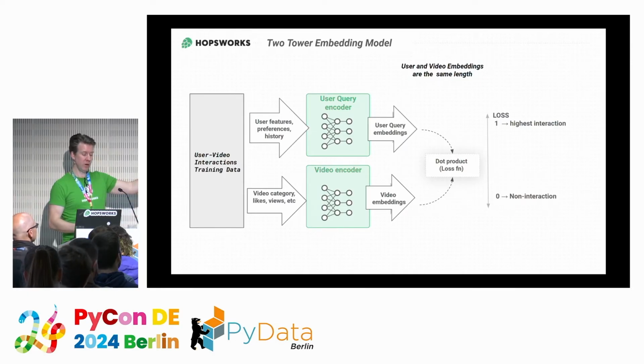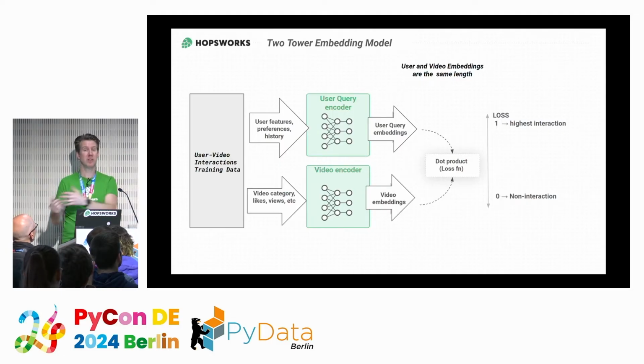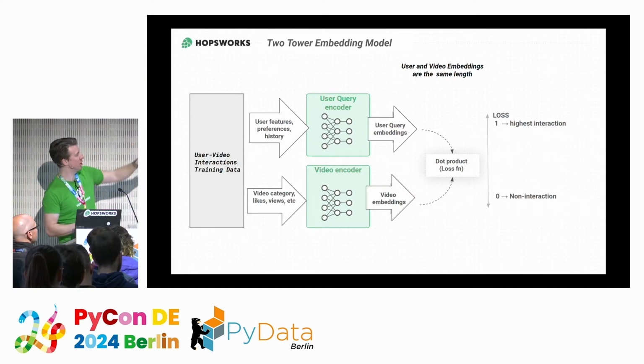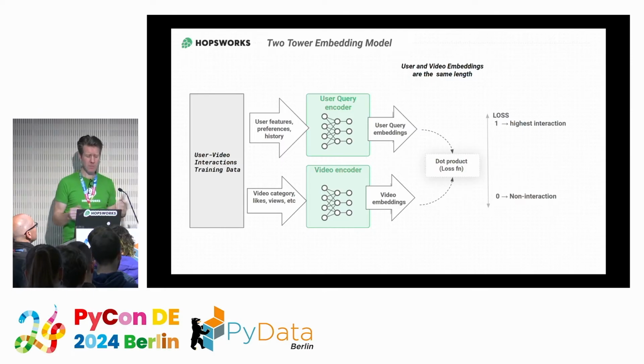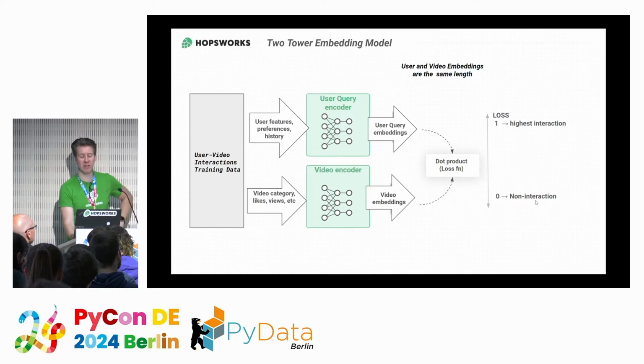But what we're going to do here is actually train our own encoder models. We're not going to take an off-the-shelf one from Hugging Face. We're going to train a user query encoder, and we're going to train a video encoder. And the way it's going to work is that we're going to train them using this interaction data. So when the user clicked on the video, we'll get the highest interaction, and when they didn't click on the video, we'll get the lowest interaction, a 0.